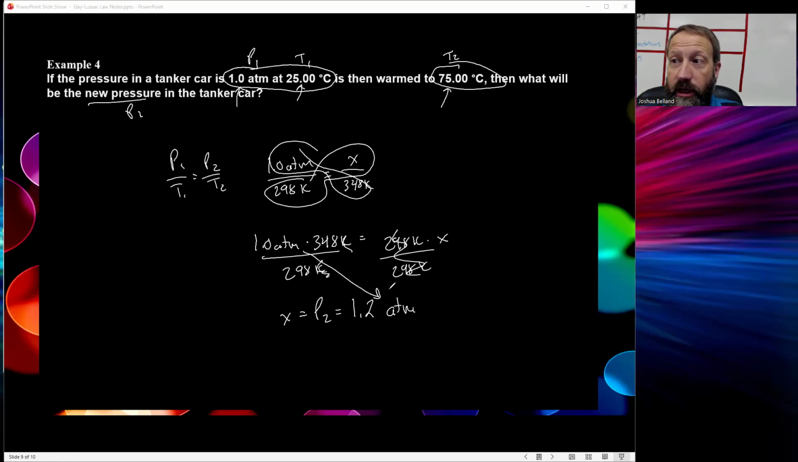Now, with gas laws you get to check your work. Okay, we know the relationship, direct relationship. So the temperature went up, my pressure should go up.